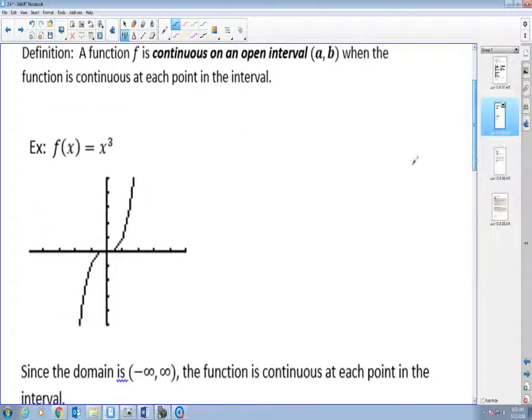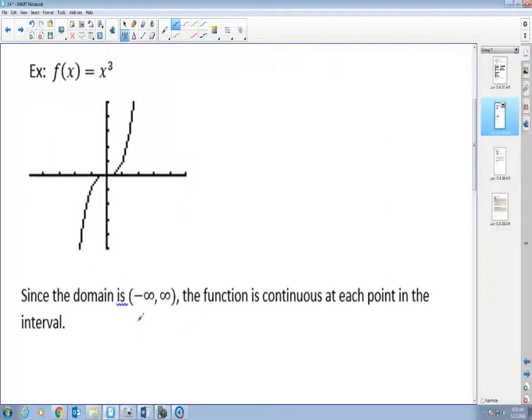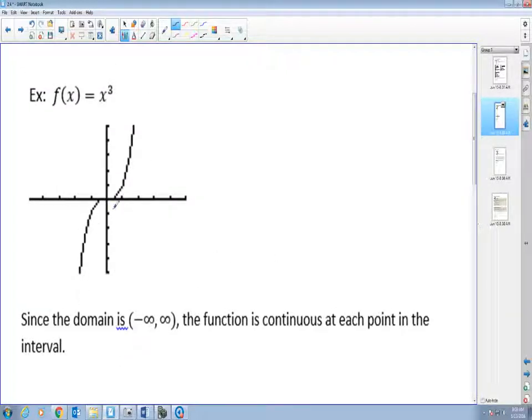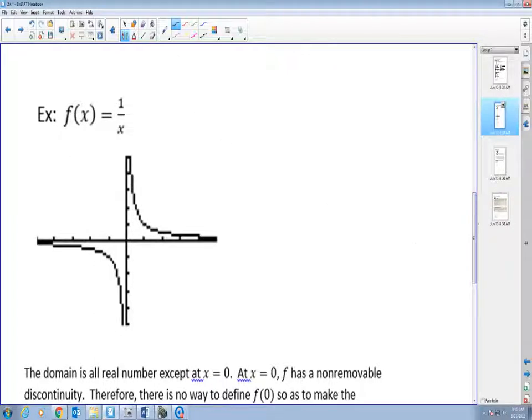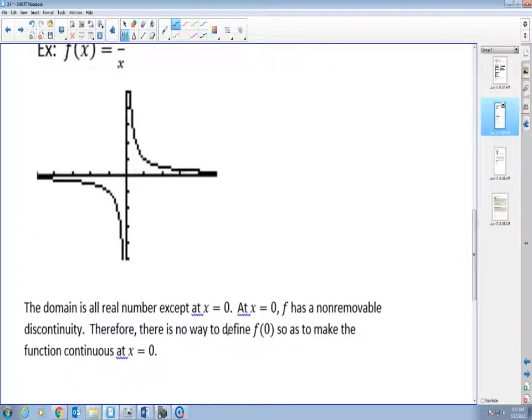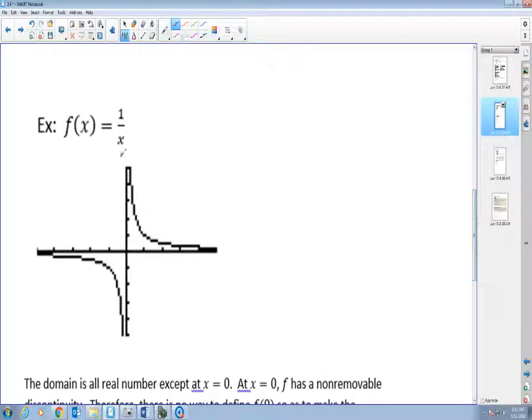For example, a polynomial function like x to the third. We know the domain for a polynomial function is from negative infinity to infinity. So it turns out the function is continuous at every single point within this interval. My function is continuous everywhere within its domain. Now a rational function, 1 over x. We know the domain is all real numbers except 0, because x cannot equal 0 in the denominator.